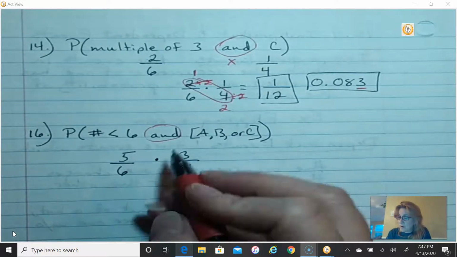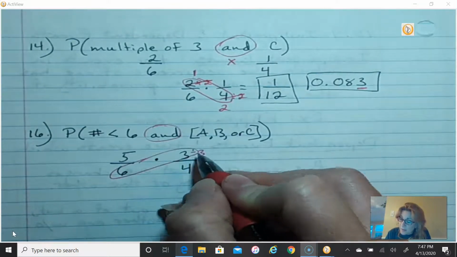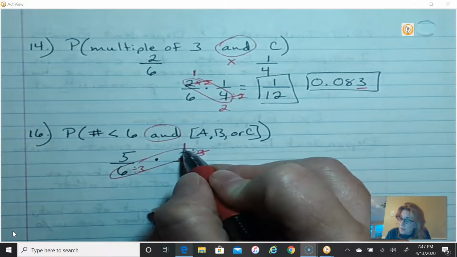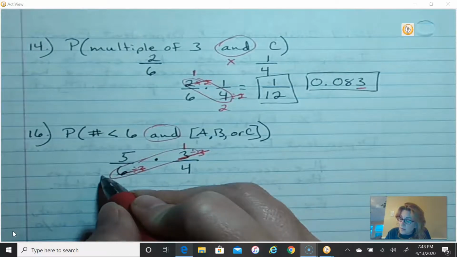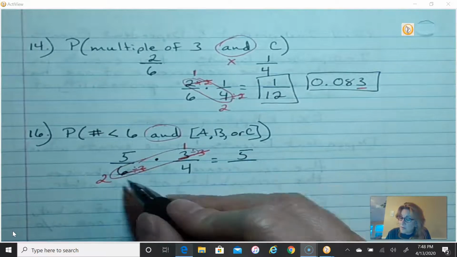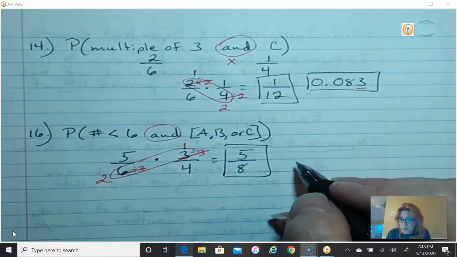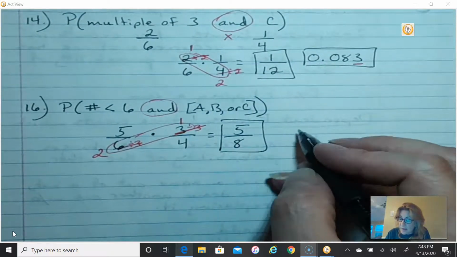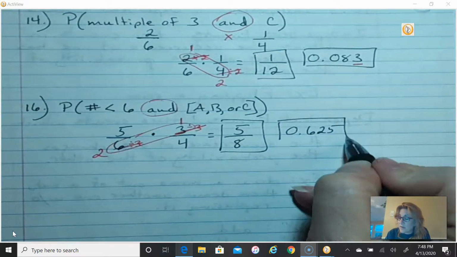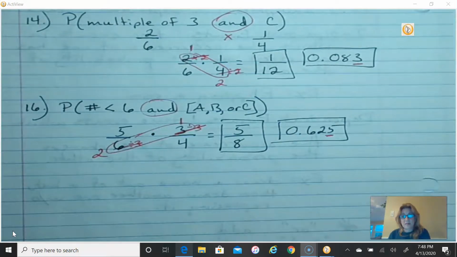You can do that cross cancellation, divide by 3 on both sides. 3 divided by 3 is 1. 6 divided by 3 is 2. 5 times 1 is 5. 2 times 4 is 8. There's your fraction. I'm sure you're using a calculator. 5 divided by 8. And make sure you round to the nearest thousandths place. That 5 is in the thousandths place. So there's your 2 answers.